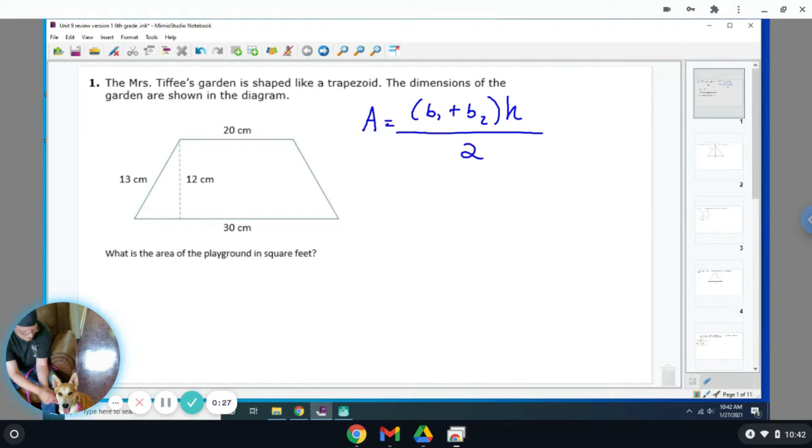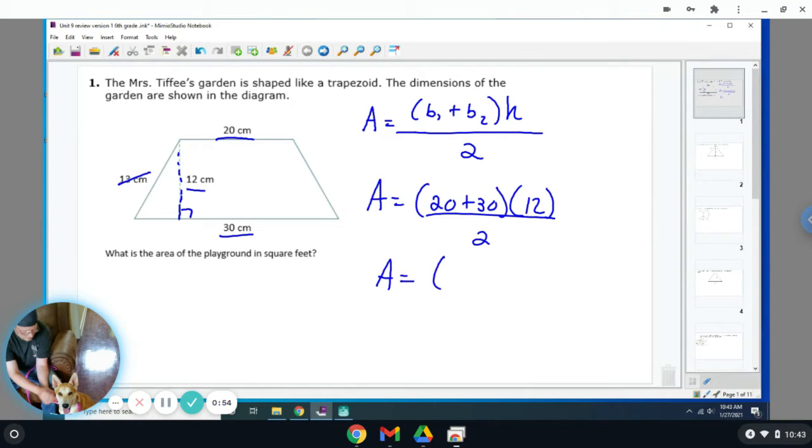So the bases of this trapezoid will be 20 and 30 because they're parallel to each other. So you're going to plug those in. So you're going to do 20 plus 30 times the height, which is 12. The reason why I know it's 12, it's not 13, is because this dotted line is perpendicular to the bases. So that 13 you won't actually use, and divide by 2.